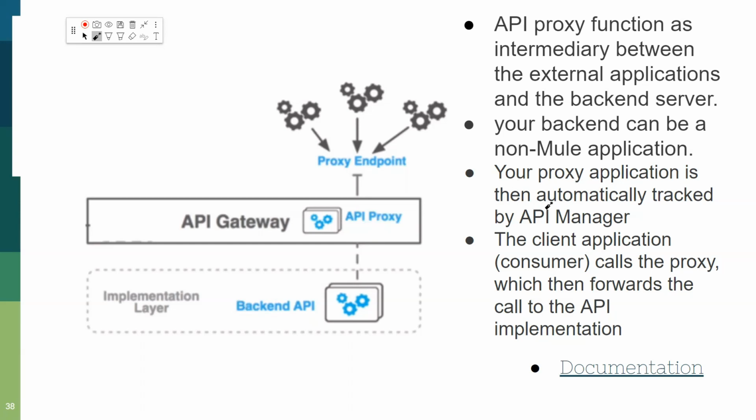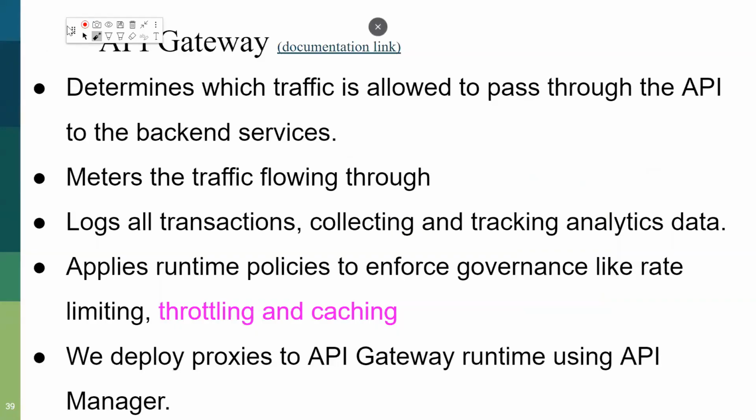Your proxy application is then automatically tracked by API Manager. See, this is what it says, automatically tracked by API Manager. You don't need to add client ID and client secret or auto-discovery client ID. And the client application or consumer calls the proxy, it interacts with this proxy. And the proxy then forwards the call to the API implementation, which is this implementation. Let's see more information here.